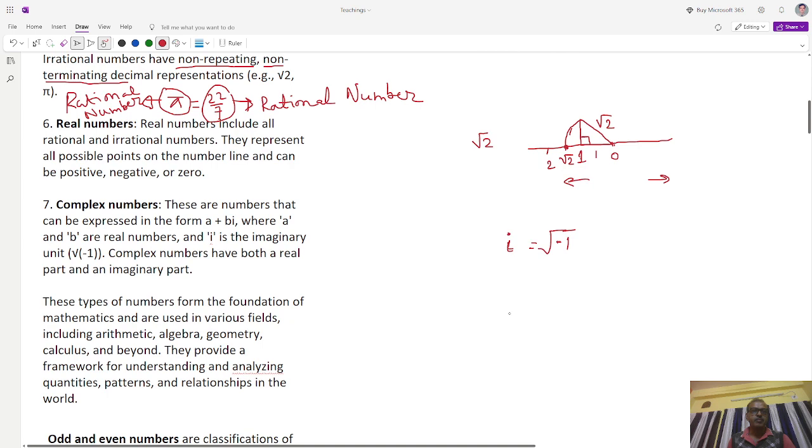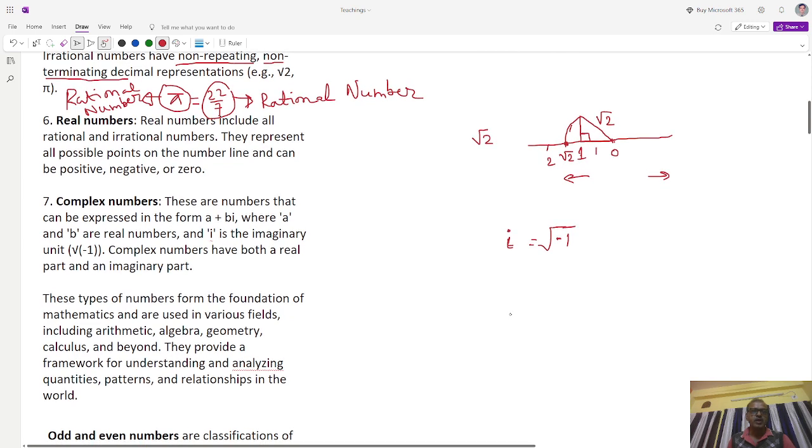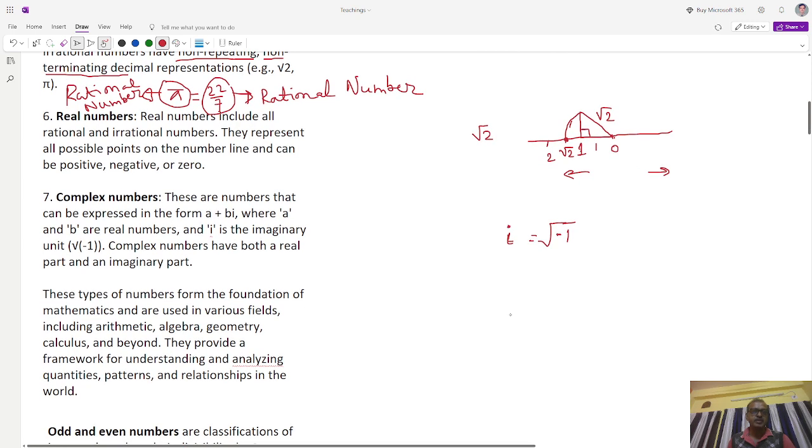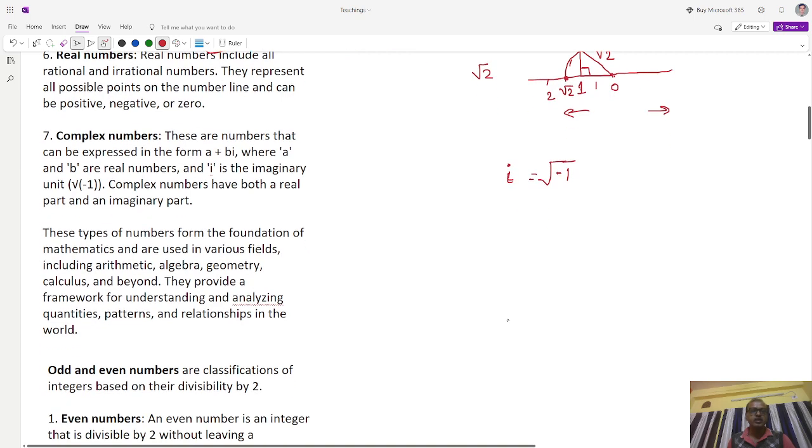These types of numbers form the foundation of mathematics and are used in various fields, including arithmetic, algebra, geometry, calculus, and beyond. They provide a framework for understanding and analyzing quantities, patterns, and relationships in the world.